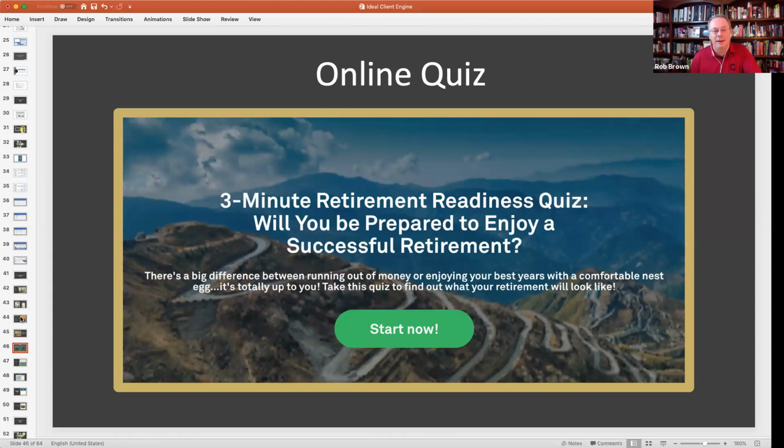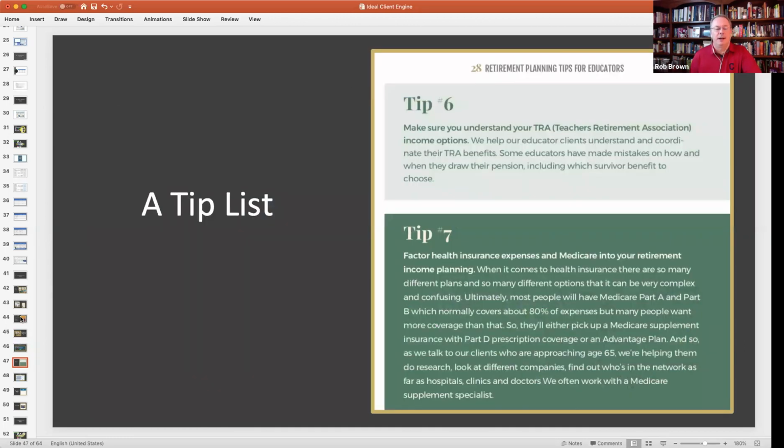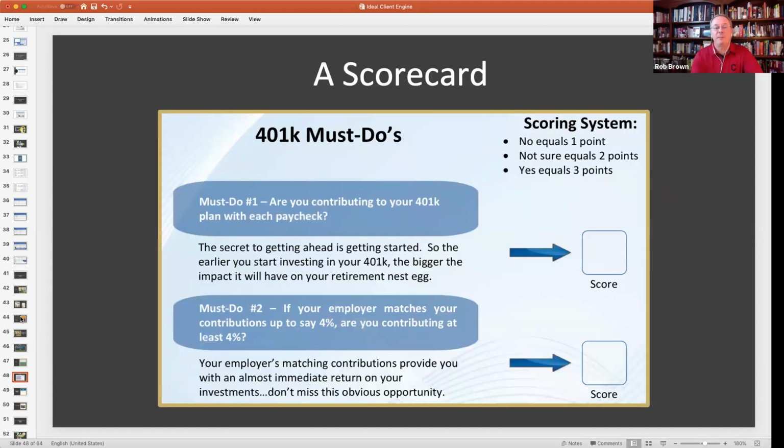You can be online. I've run a 3-minute retirement readiness quiz for one of my clients. You can develop a tip list. And this is a tip list for educators that I helped one of my clients develop. You can develop a scorecard. This is for an advisor who focuses on helping people manage their 401k assets. So he created the 401k must-dos, a simple scorecard system that he gives to his clients and centers of influence to share with people who have 401k dollars, and that leads to new business.